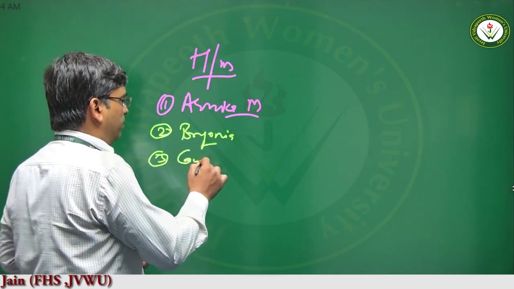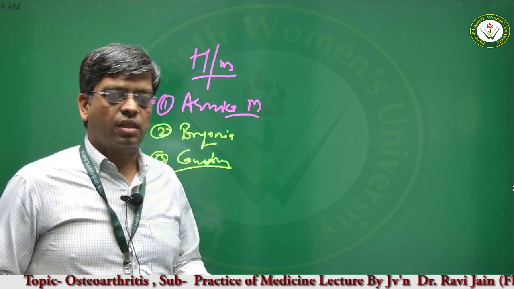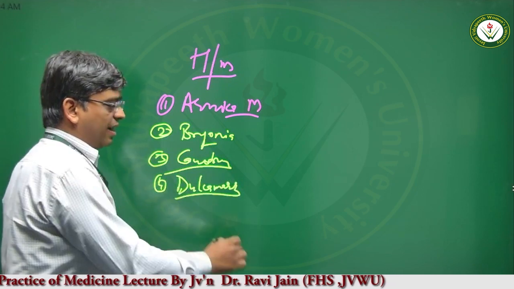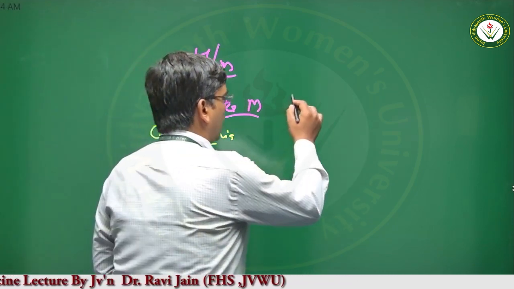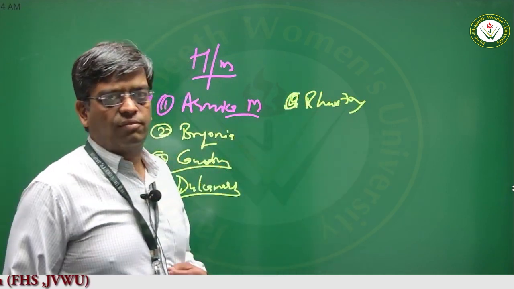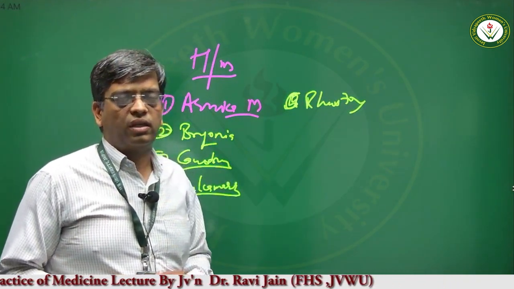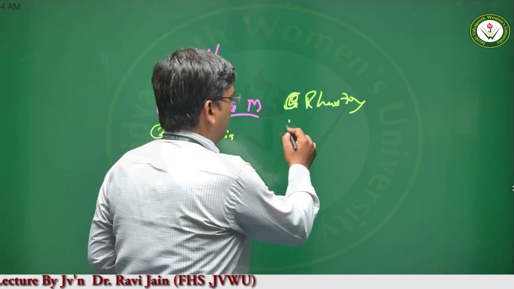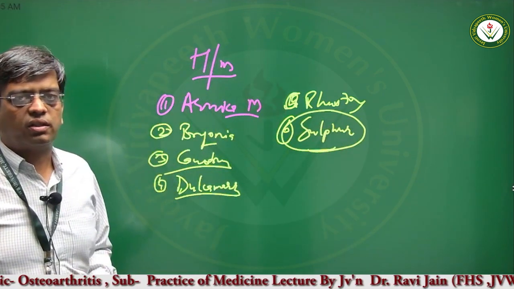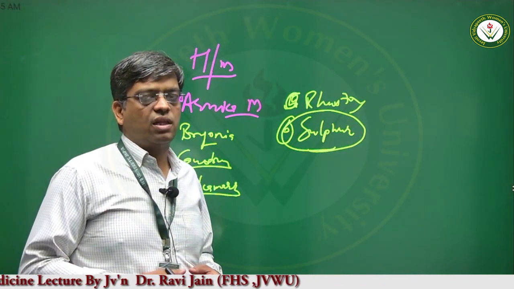Number 3, we have Causticum. Causticum can be given when there are drawing sensations in the joints. Next, Dulcamara, again an important medicine, given according to the weather. Next, we have Rhus tox, whenever there is early morning stiffness. Rhus tox is more indicated in rheumatoid arthritis, but it can also be given in osteoarthritis. Then we have Sulphur, again a very important medicine in osteoarthritis when there is synovial effusion taking place. So these are the common medicines that can be given in case of osteoarthritis.